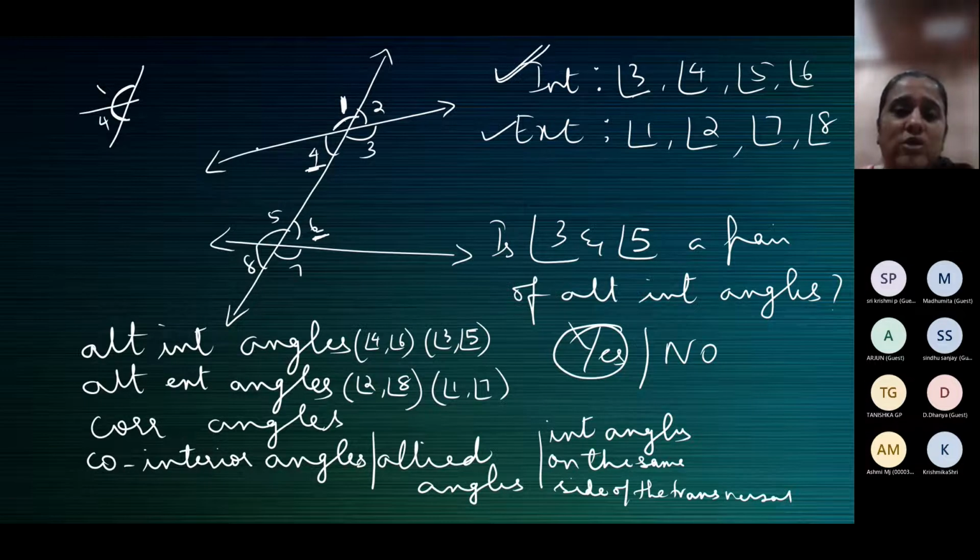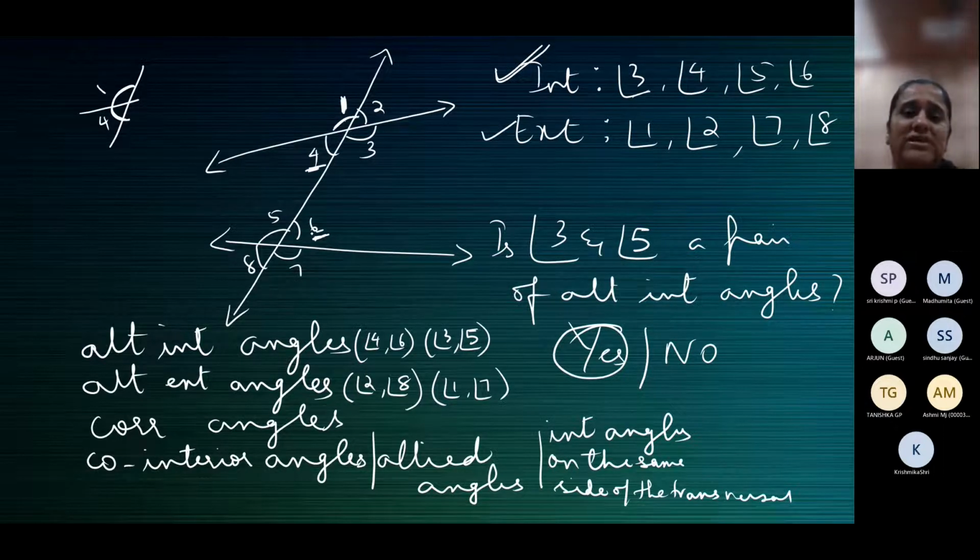Because 1 and 2, they lie on a straight line. 2 and 3, they lie on a straight line. 3 and 4, 4 and 1, these are linear pairs. Their sum is 180. Similarly here, 5 plus 6 is 180. This is not a property of parallel lines.